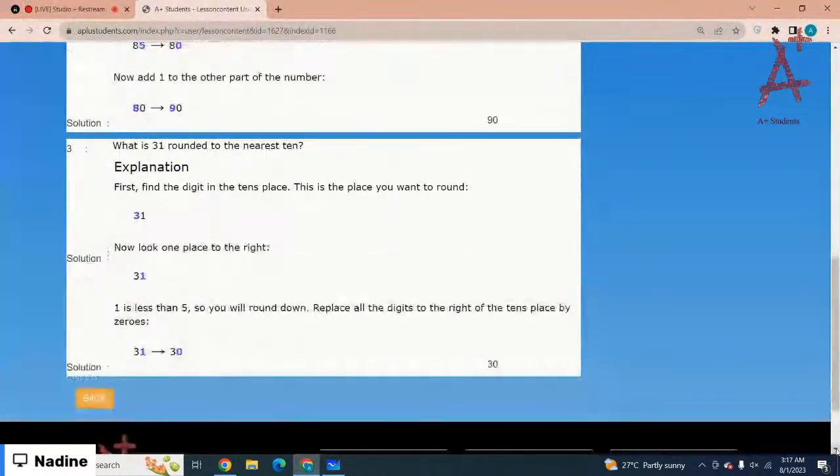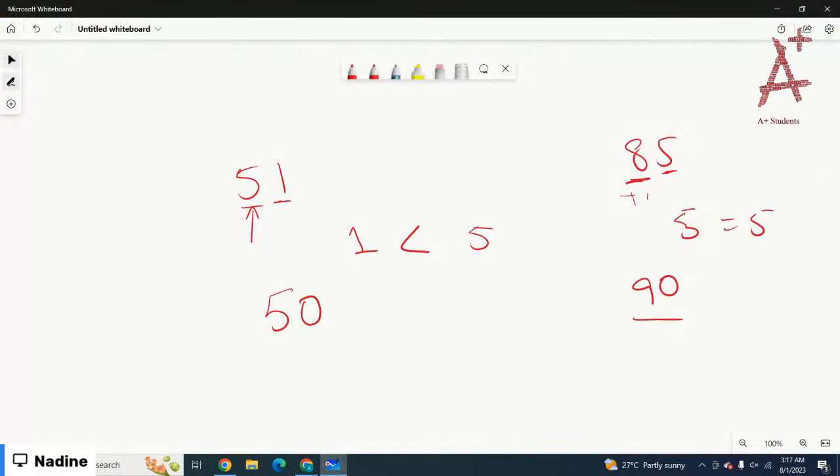Okay, the next one is, what is 31 rounded to the nearest 10? So 31 is rounded to 30, because the ones digit is 1. You have to round off to tens. So this is the tens digit. The next one is 1. 1 is less than 5. So you replace 1 with 0, and you end up on the same 10. So it would be 30, right?